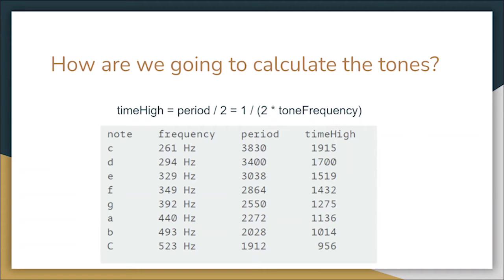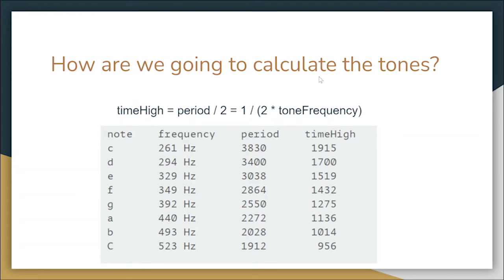You might ask, Eric, how are we going to use this piezo speaker to even make sounds in the first place? We're going to be following this general formula. Time high is equal to period divided by 2, which is equal to 1 divided by 2 times tone frequency. This is the general equation that we're going to be using. And remember that frequency that I introduced? Frequency is again 1 over period, which is why they flip it twice for you right here.